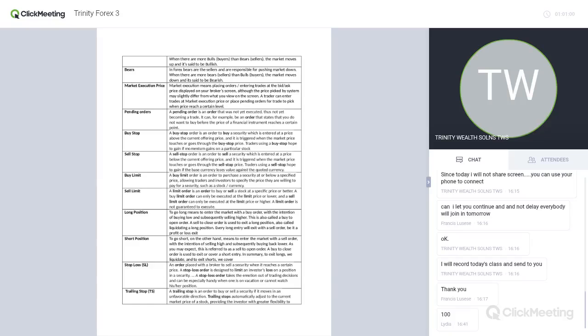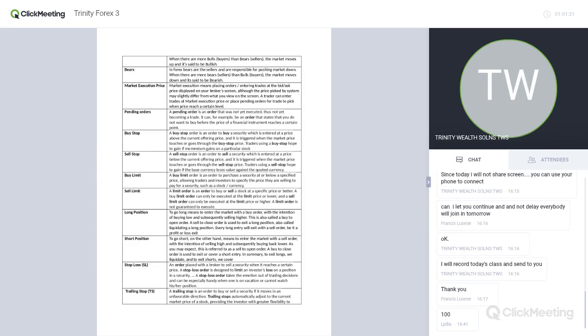Then we have another term called market execution price. In Forex, there are many prices you can adopt, depending on your decisions. Which one are you comfortable with? You're going to see the various types of market prices, or the prices you can enter the market in.